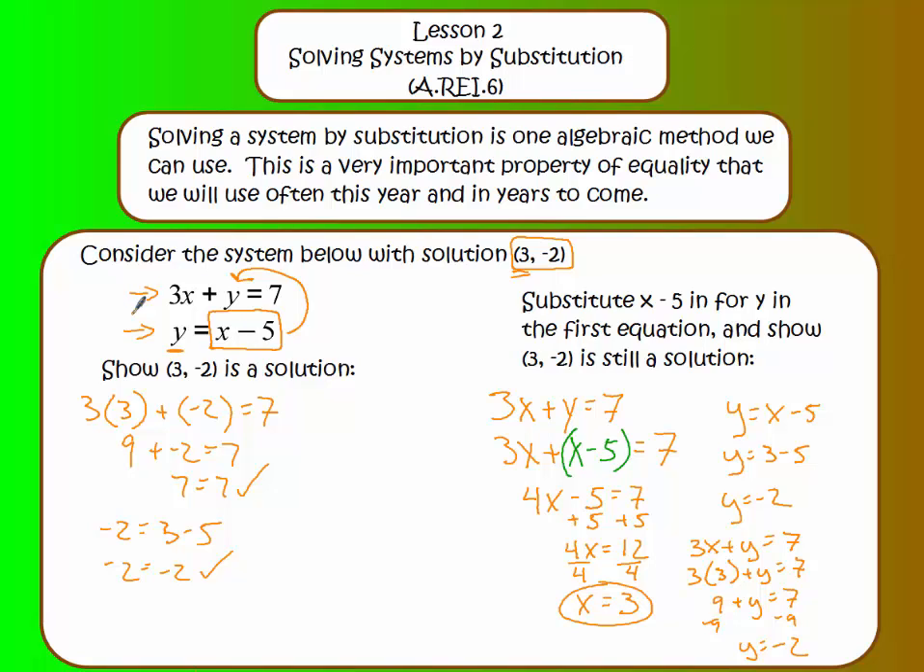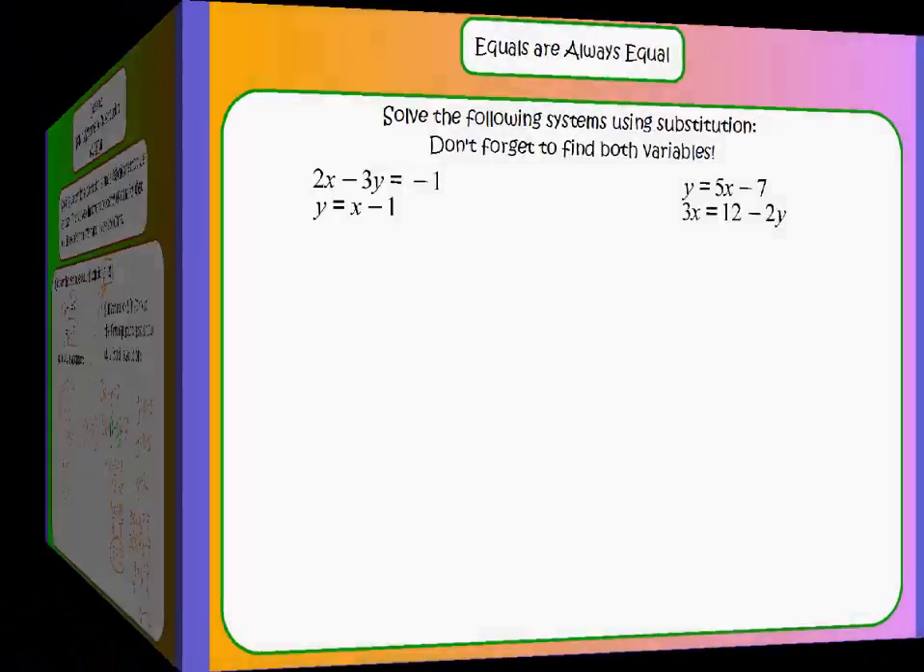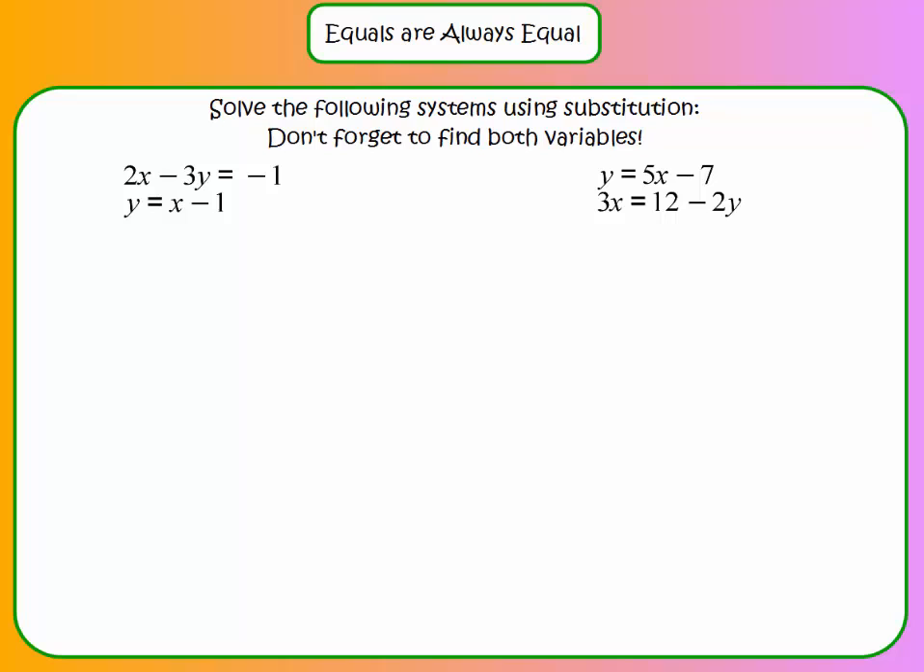So what does that tell me? Well, that tells me that the solution to the system is x equals 3 and y equals negative 2. In other words, it's the point 3, negative 2, which we already knew from the original question. So the big thing here to remember is whenever I have two things that are equal, they can be replaced by each other. Just like we put in a 3 for x here, we could put in an x minus 5 for a y. Okay, so equals are always equal.